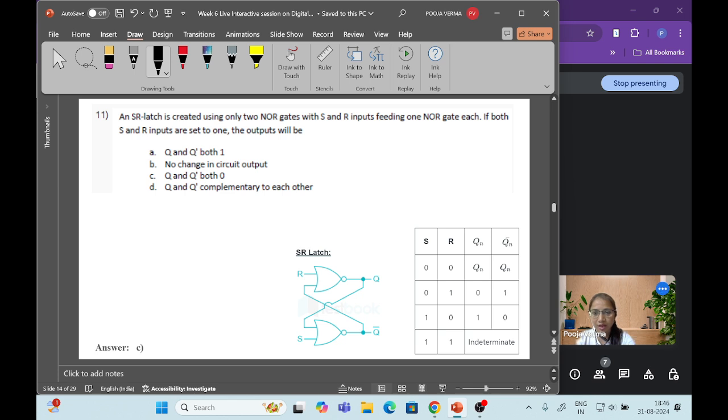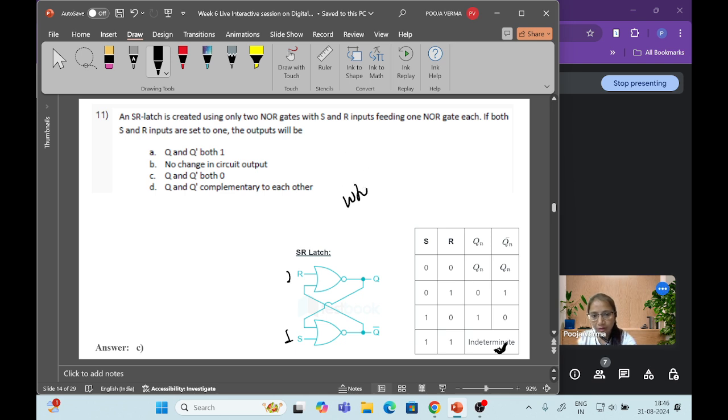So the SR latch is created using only two NOR gates. Here, two NOR gates, and one input of each NOR gate is given to S and R, and the other input is connected to the output of the other gate in the cross connection form. If both S and R are set to 1, then what will be the output? Already from the truth table we know that it goes to the indeterminate mode, that means invalid.